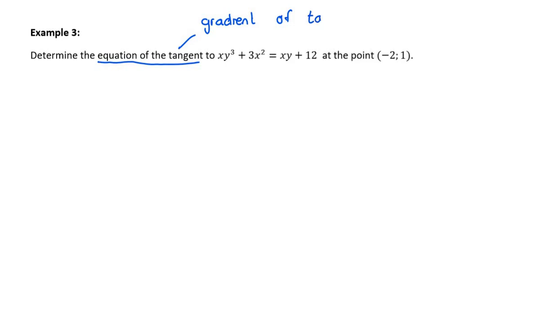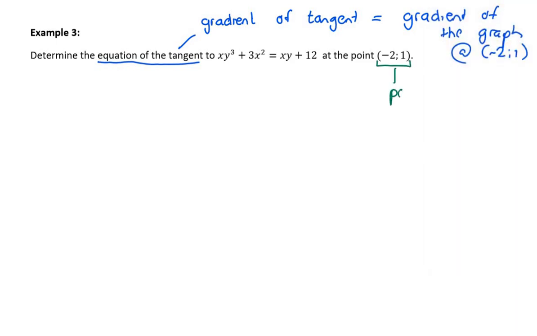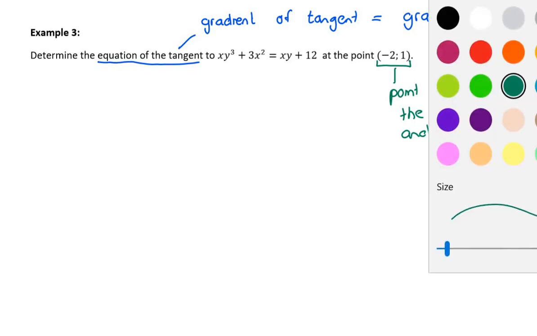So the gradient of the tangent equals the gradient of the graph at this point, which is (-2, 1). We also know that this point will be a point on both the tangent and the graph, because it's the point where they touch. Those are the two things that you always know about tangents. You always have a point on the tangent by default, and you have the gradient if you can find it. Okay, so let's go find this gradient.